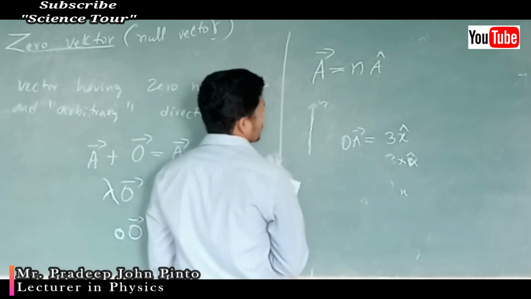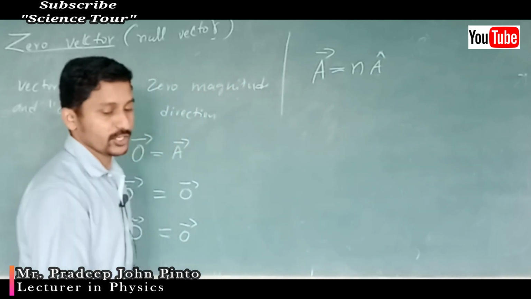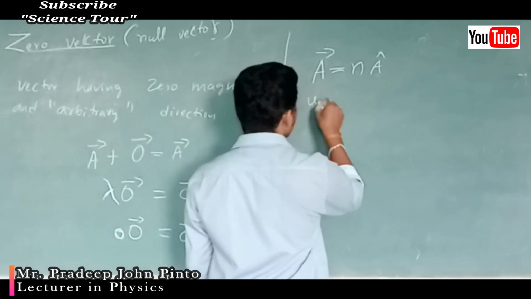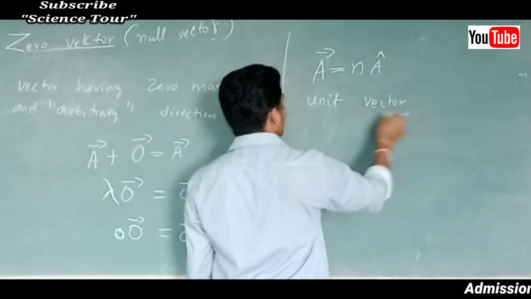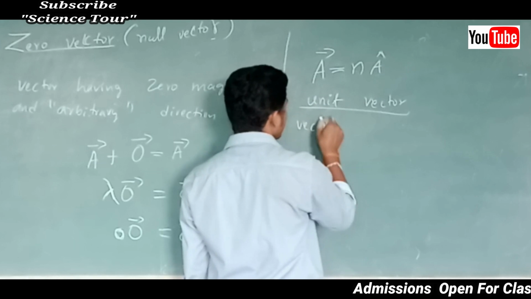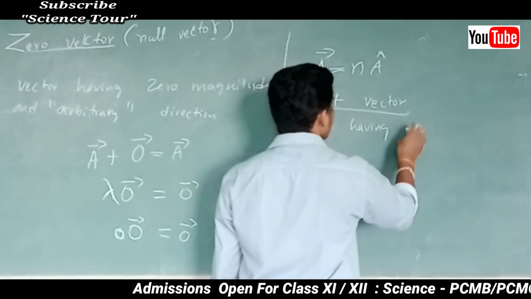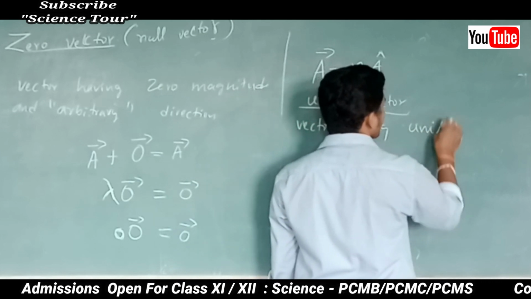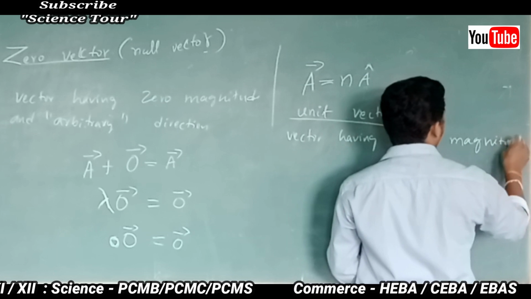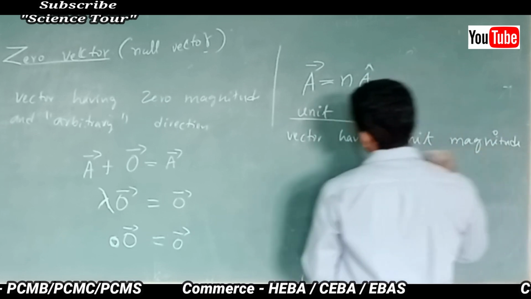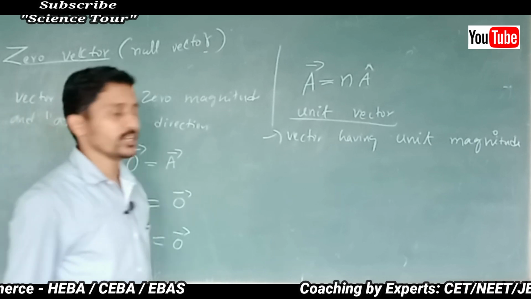So what are we going to write down? We are going to write down unit vector. For that a new term will come, that is unit vector. A vector having unit magnitude is nothing but a unit vector.